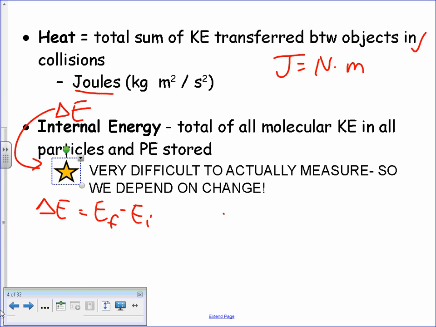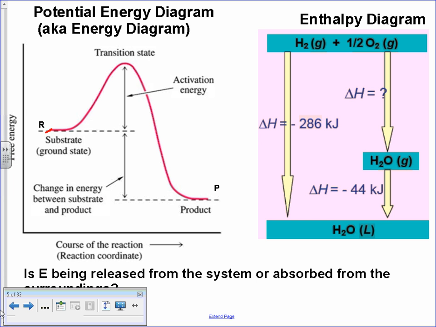Thumbs up, you're good here. Okay, I'm going to pick up my notes. Looking at this energy, this is called a potential energy diagram.